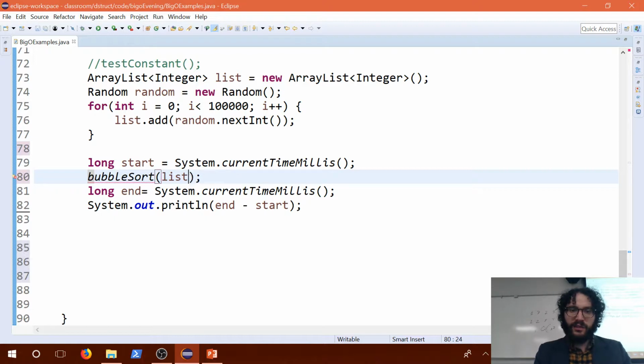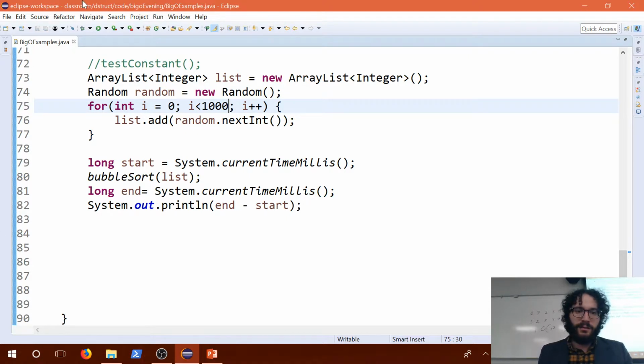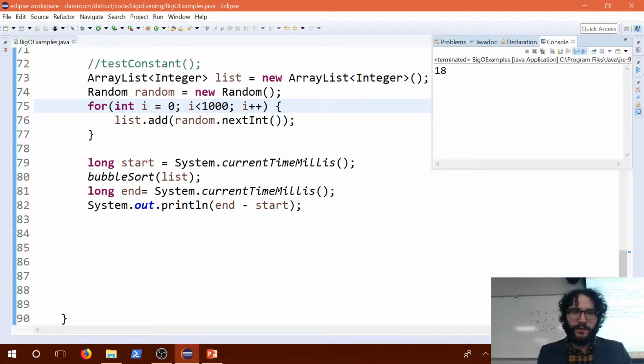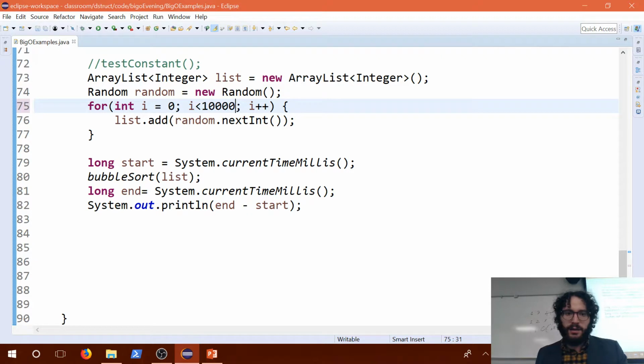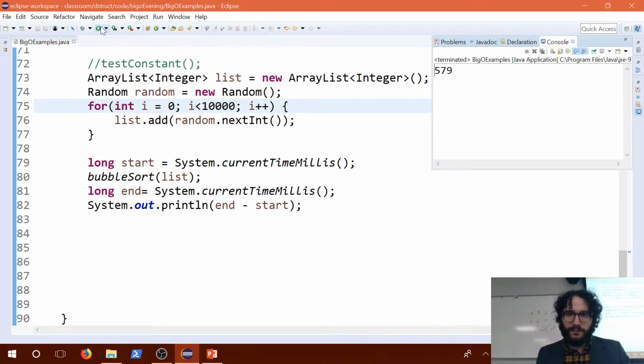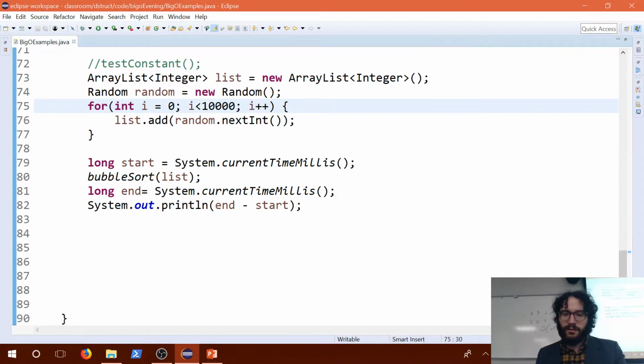So if I double the size of the list, it's going to quadruple the amount of time it takes to run. If I multiply the size of the list by 10, it should take around 100 times more time. So I'm going to start off with 1,000. Let's list the size 1,000. Takes 18. 10,000. 579.